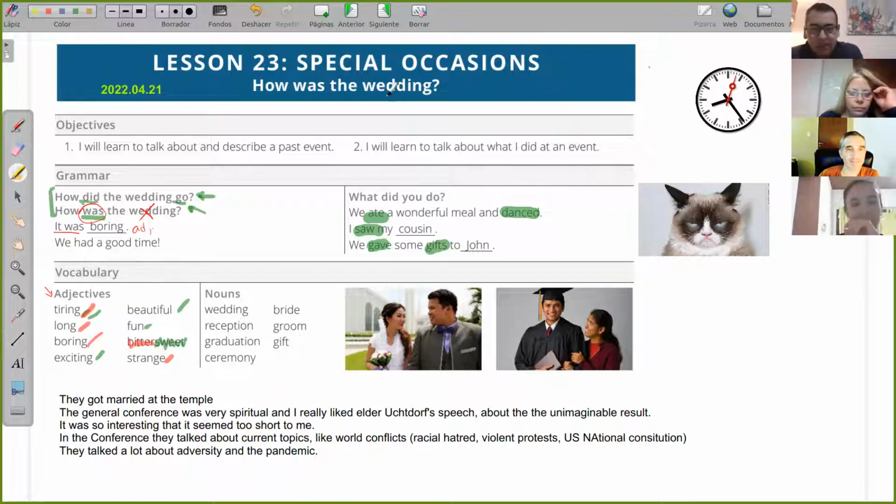And if you are talking about a wedding, we have some nouns like wedding, reception, graduation, ceremony, bride, groom, and gift. Yeah? Do you know all these words? Or is any of these words unfamiliar to you?